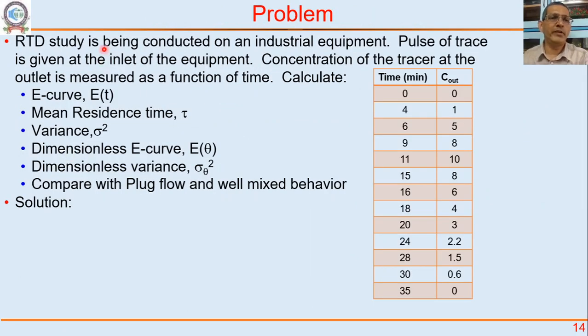So here is a problem. There is an RTD study being conducted on an industrial equipment. A pulse of tracer is given at the inlet of the equipment. The concentration of the tracer at the outlet is measured as a function of time. This is how the outlet concentration as a function of time looks like.